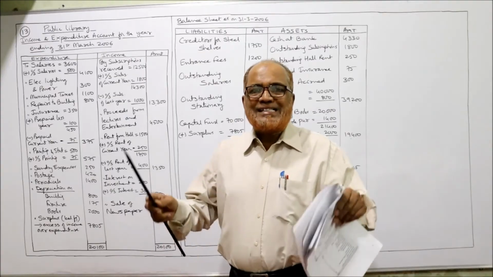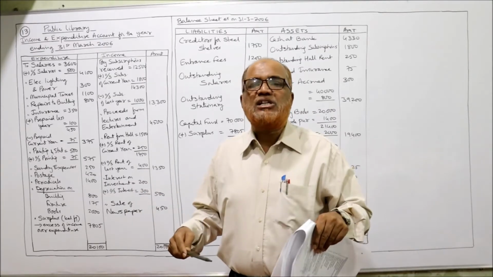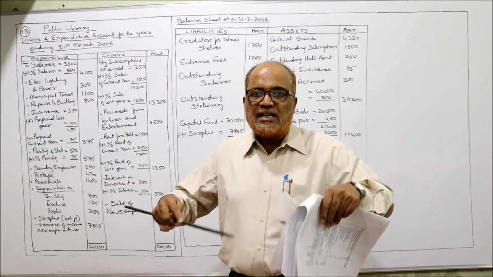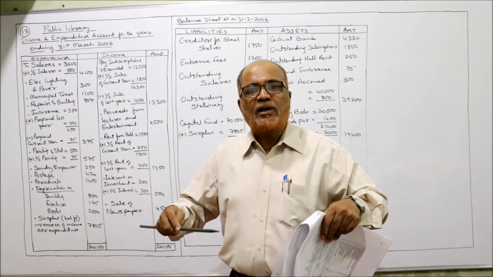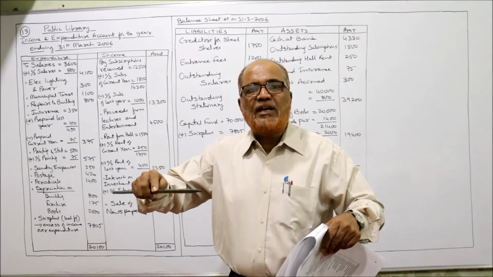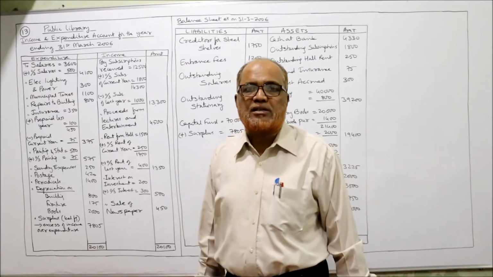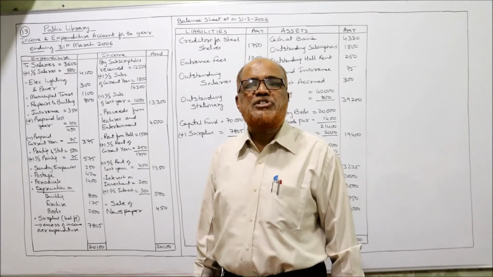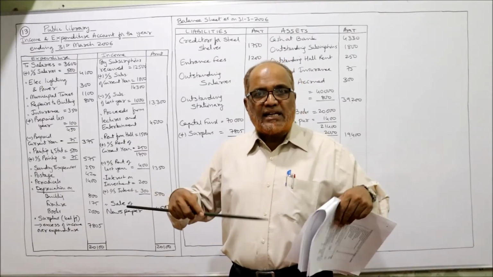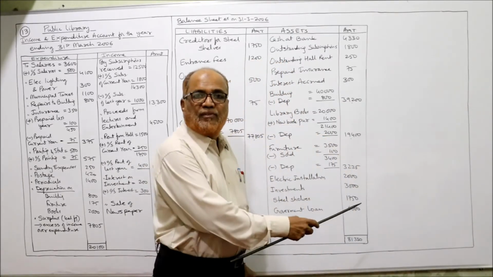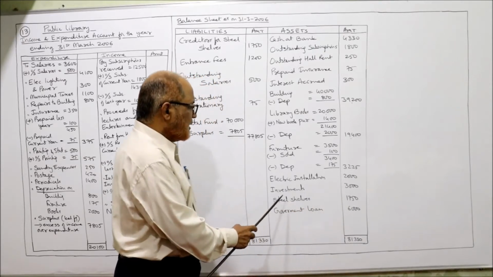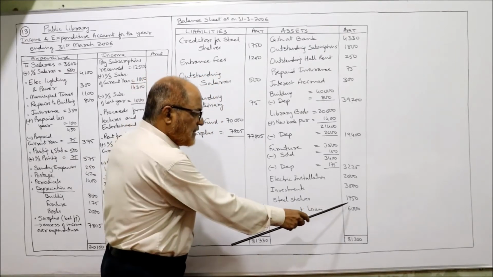Creditors. Actually, steel shelves purchased. Steel shelf is an asset. So the asset was purchased on credit, udhar pe. Now 1750 is the amount due to creditors, due to the supplier of steel shelves. So one asset we are getting, steel shelf. So steel shelf we will take on the asset side. You can see here steel shelves 1750.